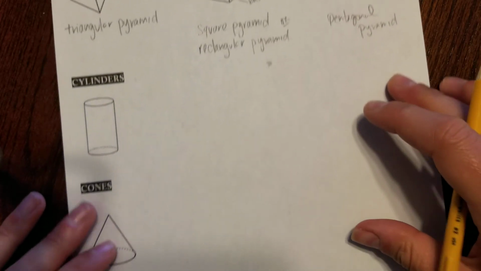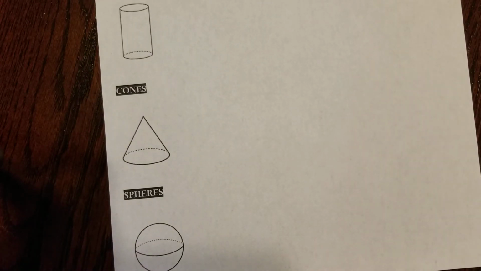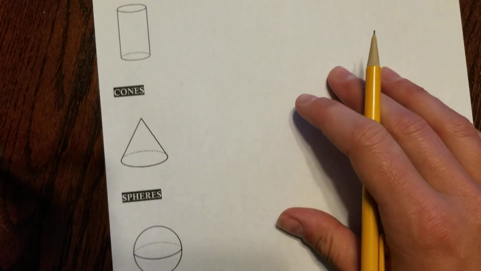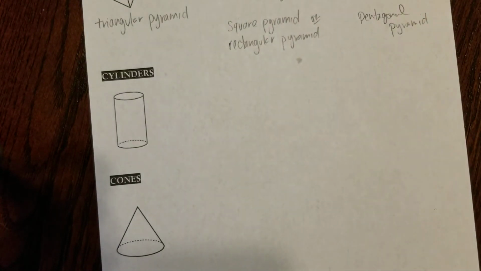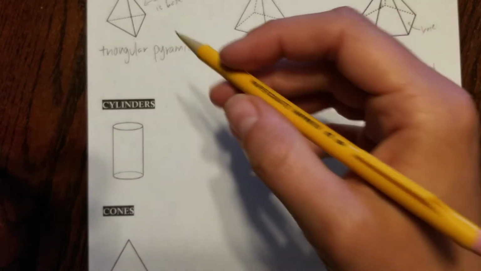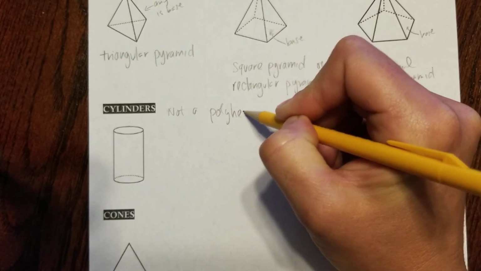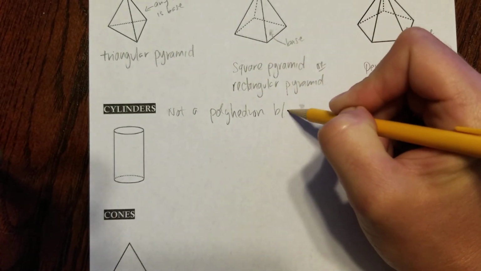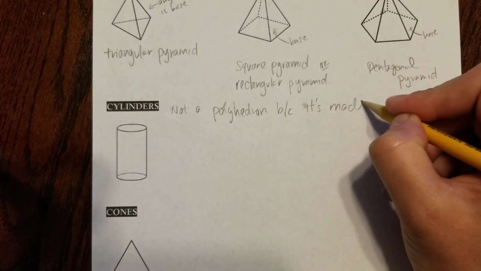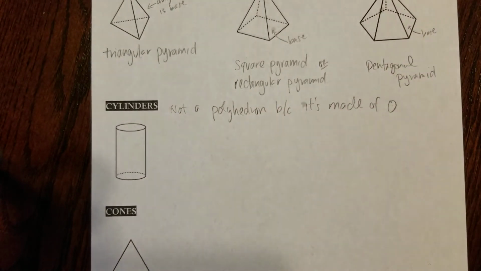All right, the next three shapes are not polyhedra. Our next three shapes have curved edges: our cylinder, our cone, and our sphere. So a cylinder is not a polyhedron because it's made of circles. We can clearly see that the top and the bottom are circles.